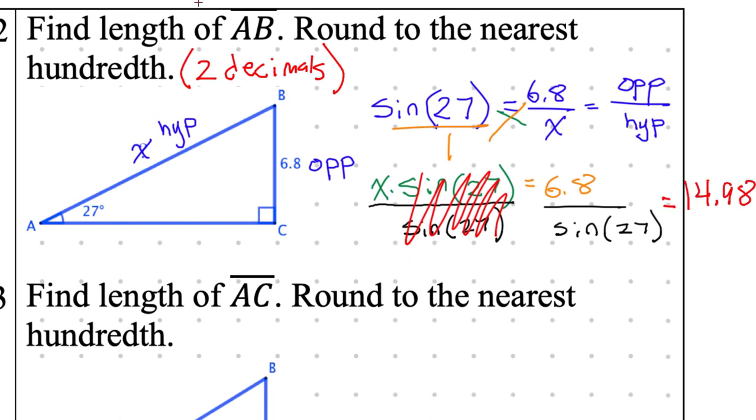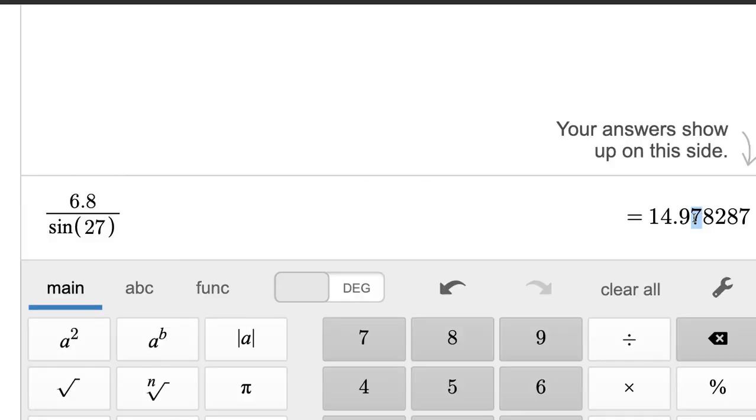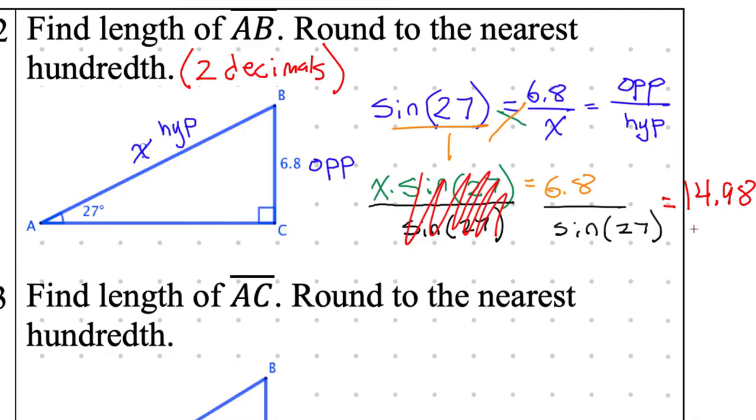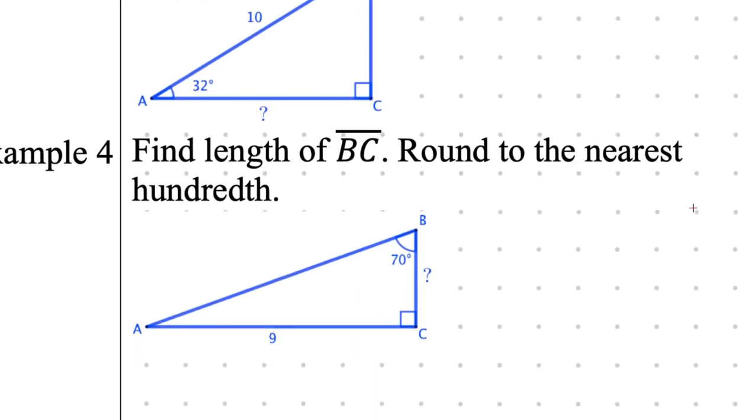14.98. And we were rounding to 2 decimal places, so I rounded that correctly. It was a 7, and then since that's the second decimal place, I round up because the next value is a 5 or greater. All right, let's try one more. And then you're going to do example 4 on your own.